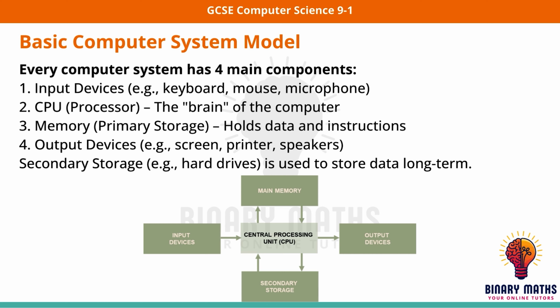There's also a fifth component called secondary storage, like a hard drive or USB memory stick. This is where computers store data long-term, like your photos, videos, or school projects. So to sum up, input devices send data to the CPU. The CPU processes it, and then output devices show you the results. Memory and storage help the computer keep track of everything along the way.